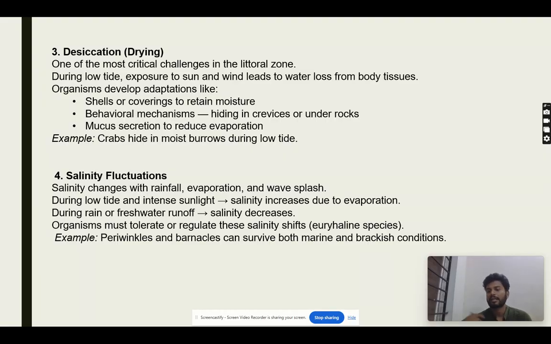So halo tolerant mechanisms must be adopted by the organisms particular to the littoral zone to overcome this. During rain or freshwater runoff, salinity decreases, so that shift should be there. So organisms must tolerate or regulate these salinity shifts, that is the euryhaline species. For example, periwinkles and barnacles can survive both marine and brackish conditions. Brackish conditions basically means the saltwater conditions only.